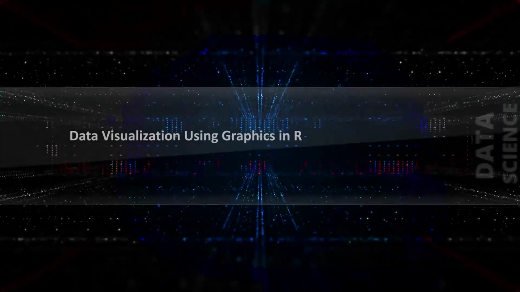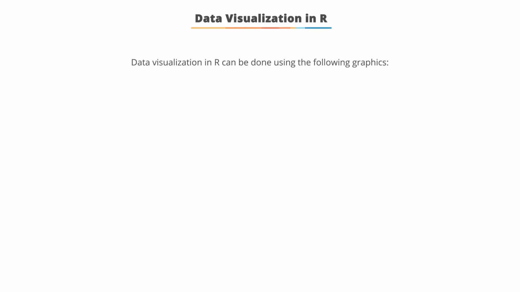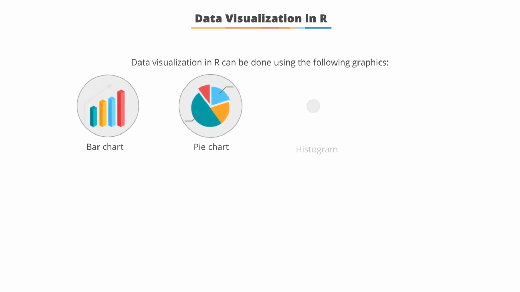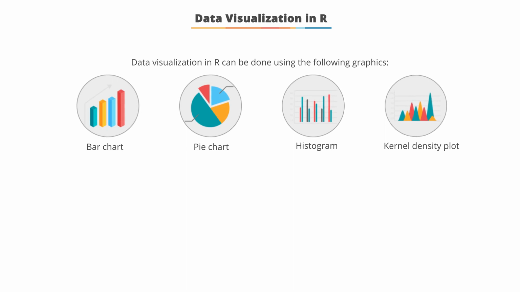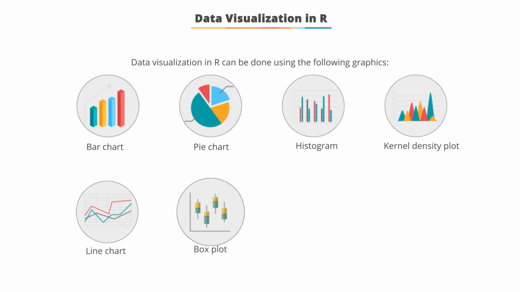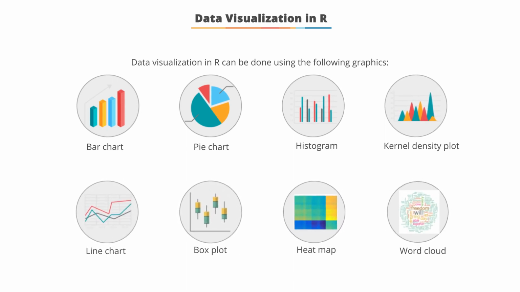Data visualization using graphics in base R. Data visualization within R can be done using a variety of different graphics, and they all have pros and cons and are all useful for visualizing data in different ways. Different data should be visualized in different ways depending on what you're trying to present. We can use bar charts, pie charts, histograms, kernel density plots, line charts, box plots, heat maps, and word clouds.